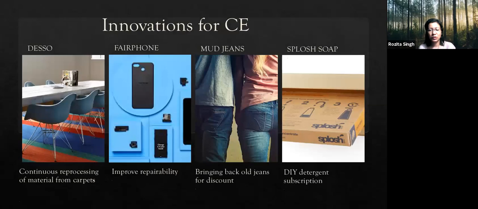Now, speaking about some innovations and some examples of how producers are offering their goods and services to consumers in the new age. One example is Fairphone.